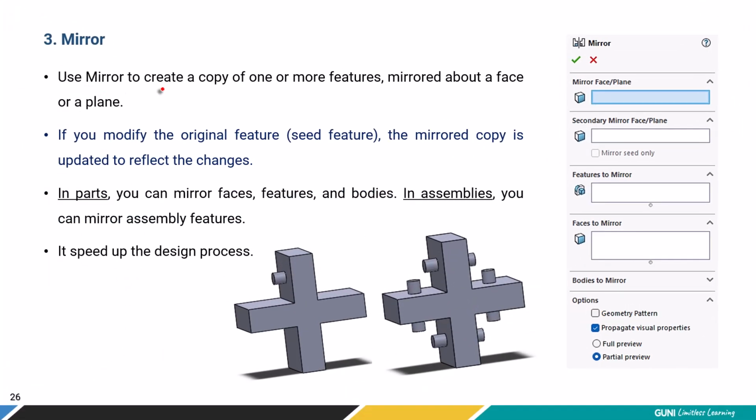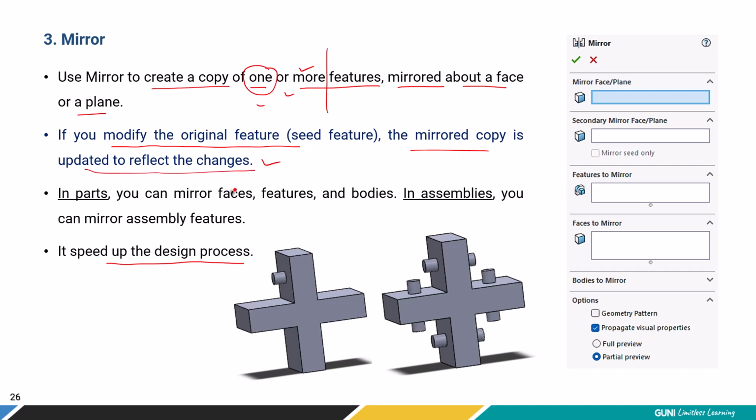Mirror simply creates a copy of one or more features mirrored about a face or a plane. So don't think that only one feature can be mirrored. You can select multiple features. They can be mirrored about a face or plane. Now what's the advantage? It basically creates a copy, so it speeds up the design process. And also if you modify the original features, its mirrored copy gets updated to reflect the changes. This is the benefit.